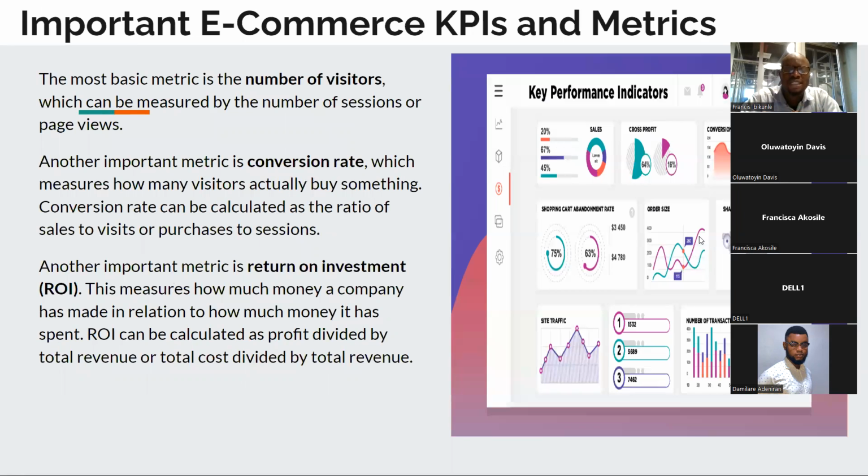The next stage is what are the important KPIs. KPI means key performance indicators and metrics that you as an e-commerce business should follow. So the most basic metric is the number of visitors to your website. Because if you have a website and there are no people visiting your website, there's no point, because it is the people that visit your website that will eventually become customers. That is the truth about this.